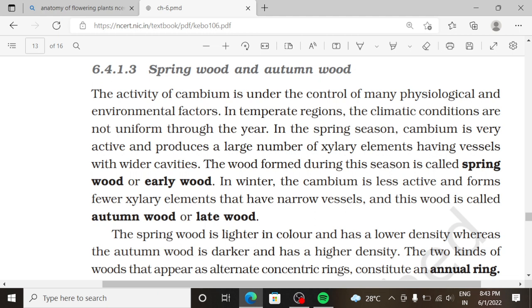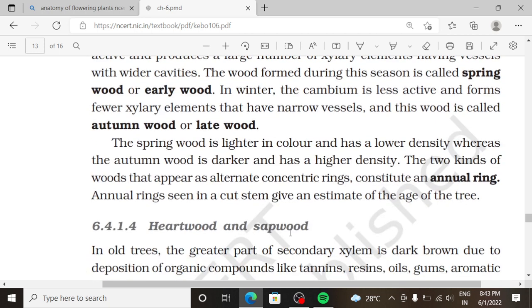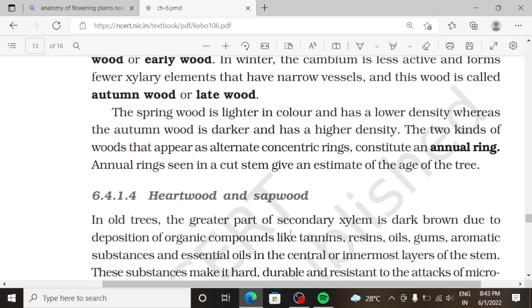In the spring season, cambium is very active and produces a large number of xylem elements having vessels with wider cavities. The wood formed during this season is called spring wood or early wood. In winter, cambium is less active and forms fewer xylem elements that have narrow vessels, and this wood is called autumn wood or late wood.